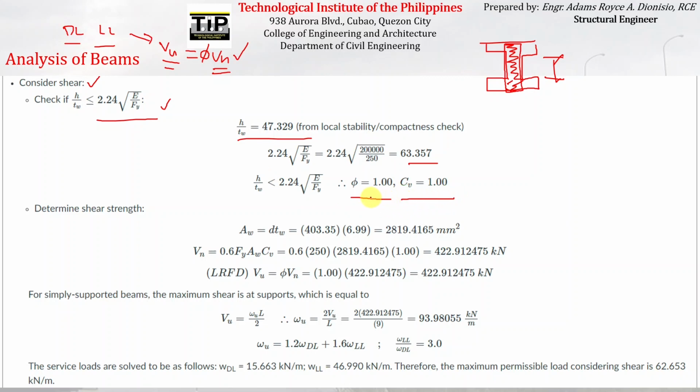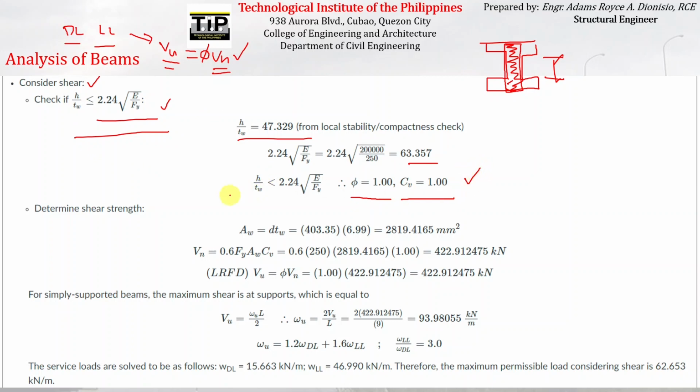Okay, if you will go back to the given code provision a while ago, it gives you certain provisions to know what particular value of φ and Cv that you can use for checking of the shear capacity of the beam. Okay, so since we already found out that the given beam is already included on this limitation, therefore we can already use the value of φ equal to 1 and Cv equal to 1 as well.